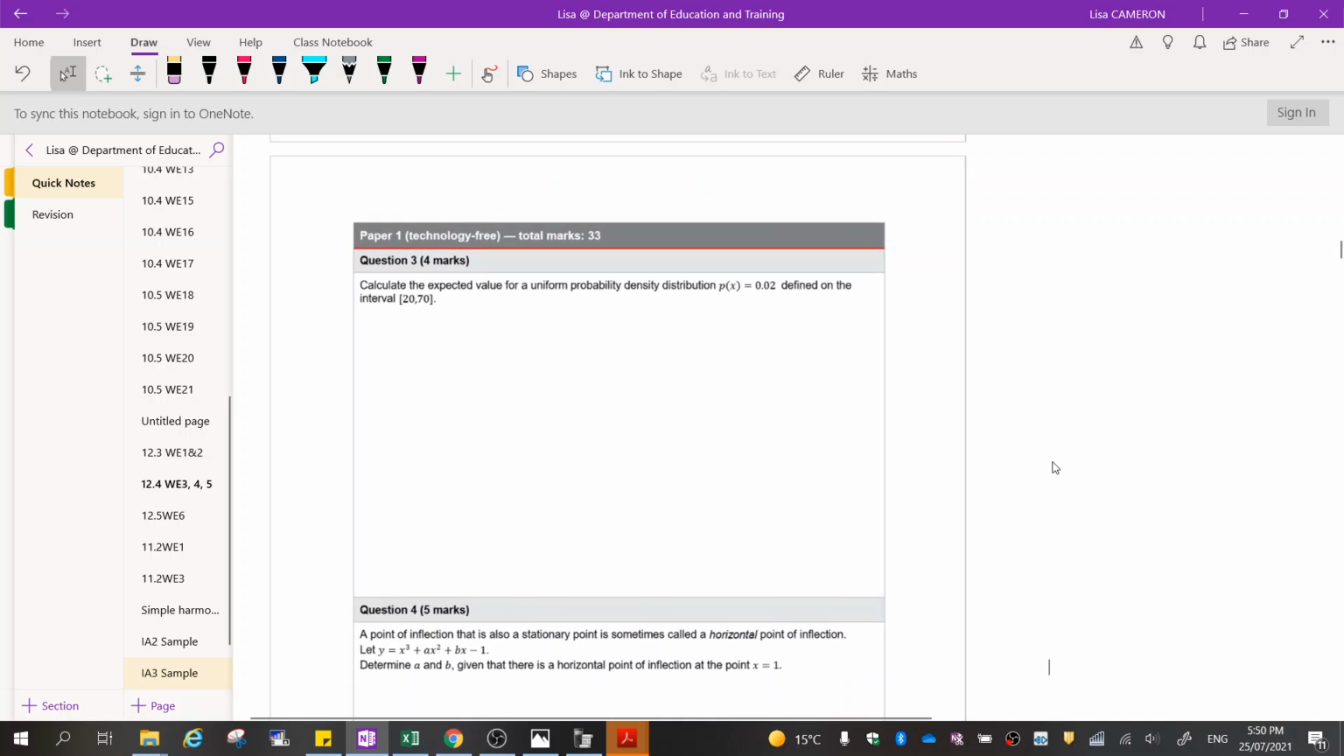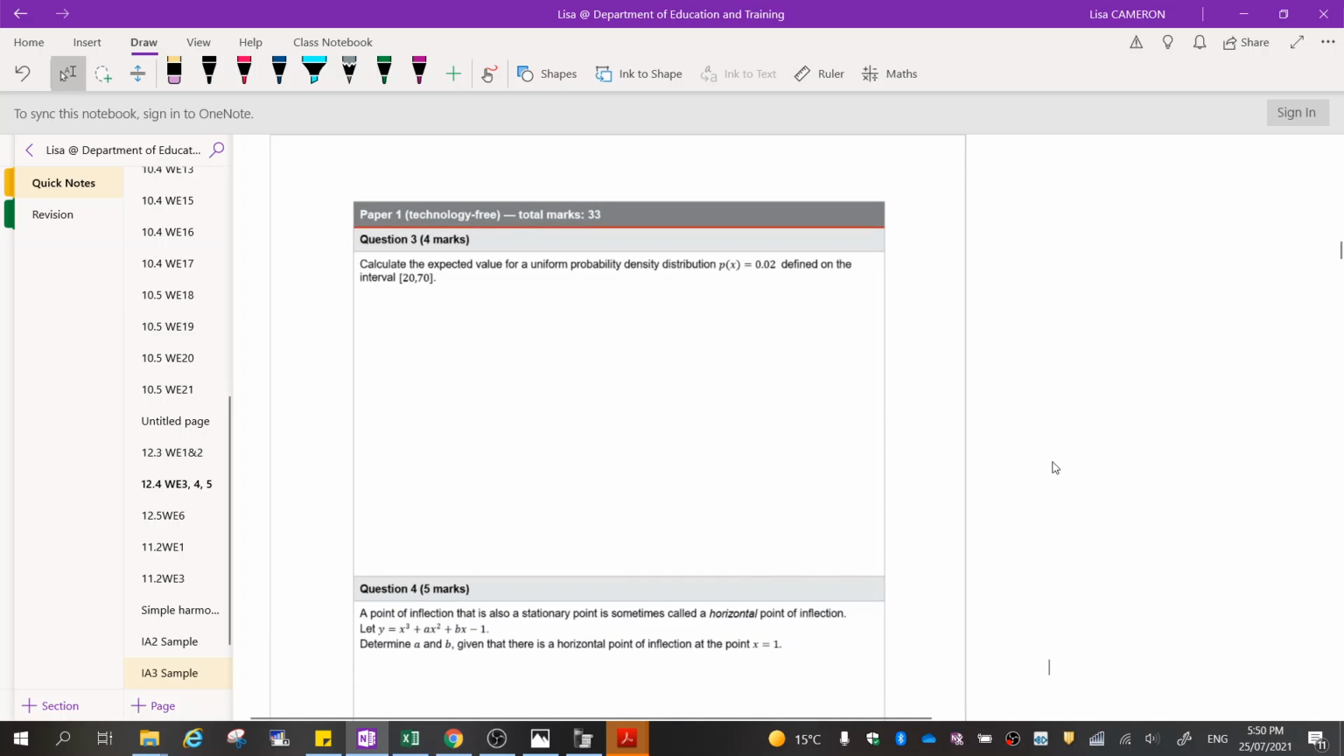Okay, calculate the expected value for a uniform probability density function defined on the interval. Okay, so for this one, we're going to need a formula. So the formula that we're going to be using is, now, the continuous random variables. Now, the thing that tells me that is because this is a uniform probability distribution, and this isn't like discrete values. This is a function, and it's one function all working together, meaning that the area underneath this is 1.